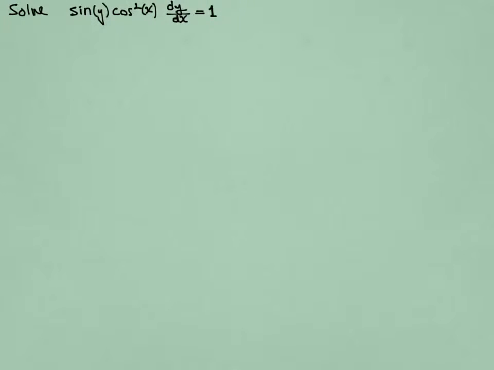Notice if I divide both sides by the cosine squared, because it has the x in it, I'll have an expression that's starting to separate. Sine of y times the derivative is 1 over the cosine squared of x. Cosine squared is, of course, just the secant squared, so it might be more convenient to write it that way.